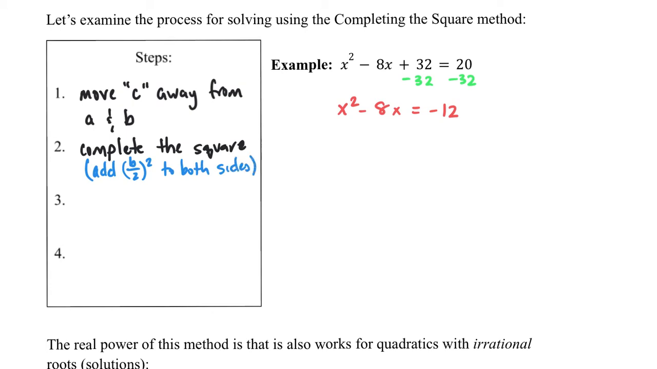Okay, so to complete the square, we need to do a little scratch work. We need to take b, divide it by 2, and square it. So in this case, that would be -8 divided by 2 squared. -8 divided by 2 is -4. -4 squared is 16. So I'm going to add 16 to both sides.